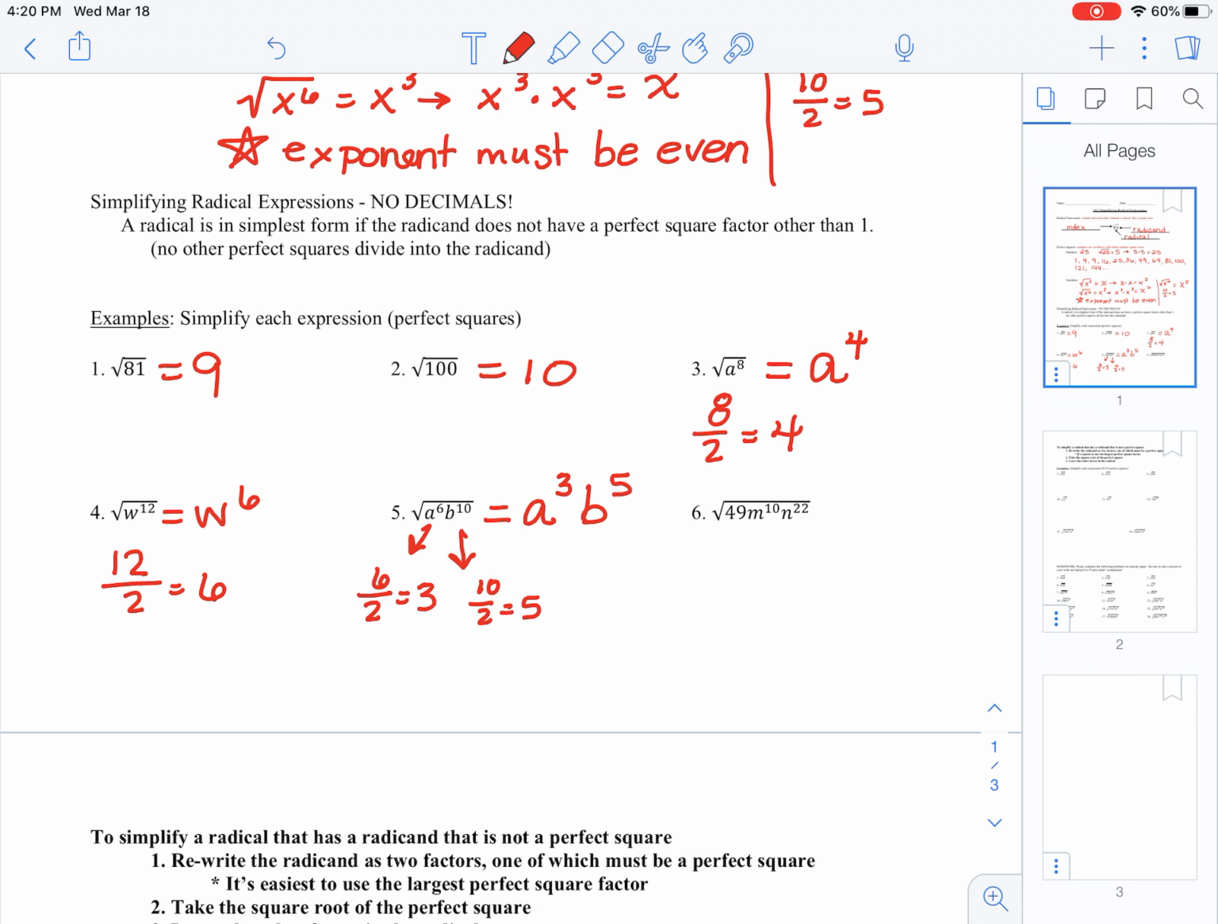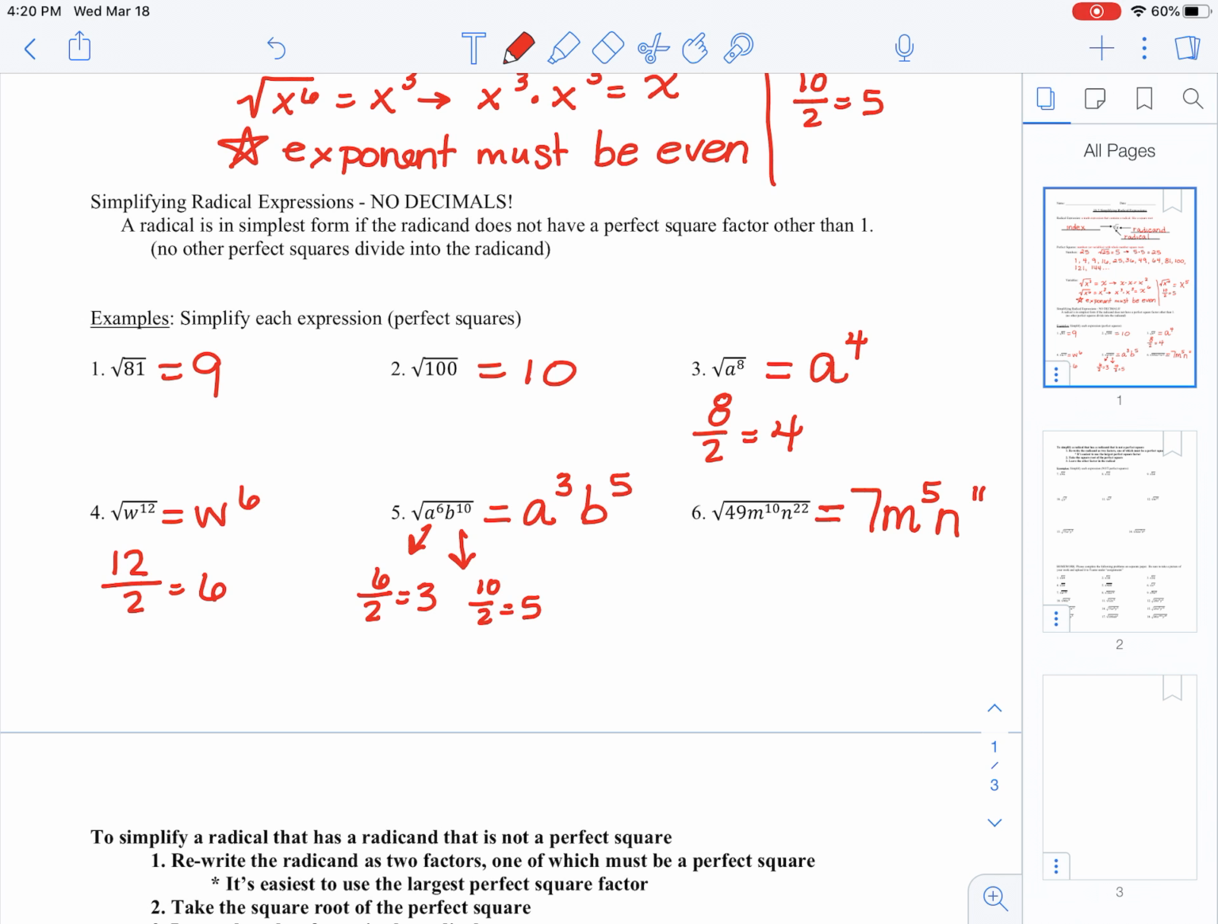Question number 6. 49 is one of our perfect square numbers. The square root of 49 is 7. The square root of m to the 10th power: 10 divided by 2 is 5, so we get m to the 5th power. N to the 22nd power: 22 divided by 2 is 11, so we get n to the 11th power.